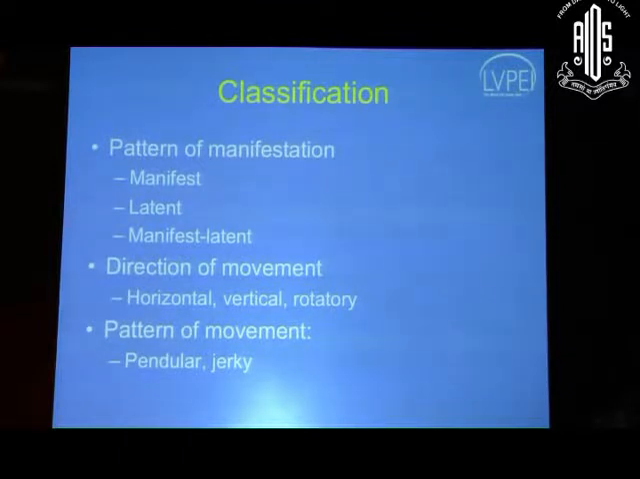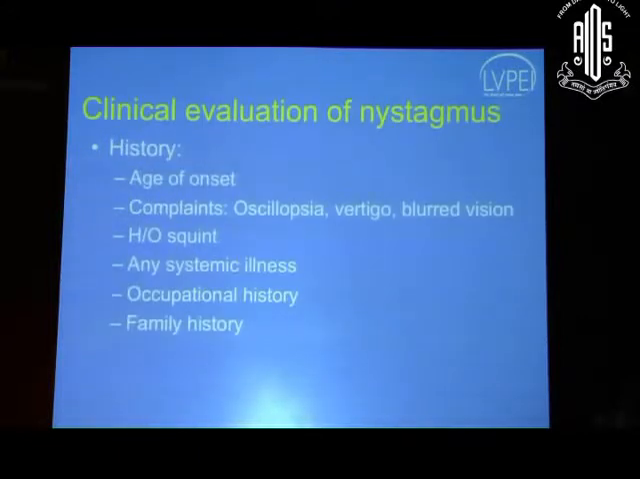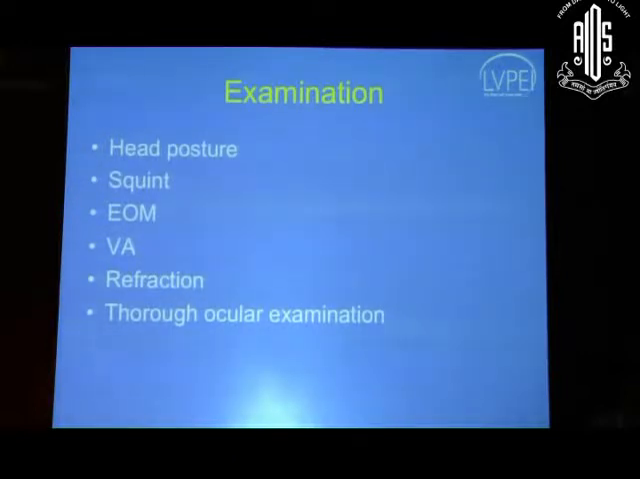Without that, you may not see these micro movements, and the direction, whether it's horizontal, vertical or rotatory, and the pattern of movement, whether it's jerky or pendular. With the clinical evaluation, I would start with age of onset and complaints: oscillopsia, vertigo and blurred vision. These are important things that mostly take you towards an acquired etiology. Then history of squint or strabismus, any systemic illness, and also occupational history as well as family history.